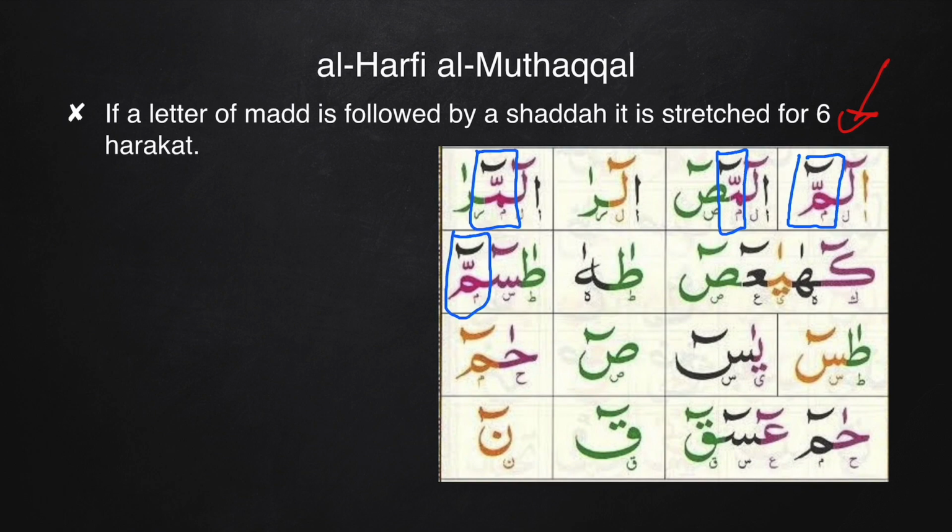stretched for 6 harakat. So it's alif, lam, mim. If we take a look at the second example, it is alif, lam, mim, sad. Third example, alif, lam, mim, ra. And the fourth example is ta, sin, mim.